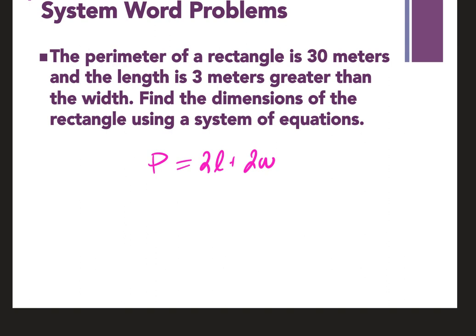That's the first equation. Then the second is they will give you some sort of relationship between the length and the width. In this case, it says the length is 3 meters greater than the width. So length equals 3 meters more than the width. It could say the length is twice the width. It could say the length is 5 more than twice the width. Either way, you have some sort of relationship to set it up.